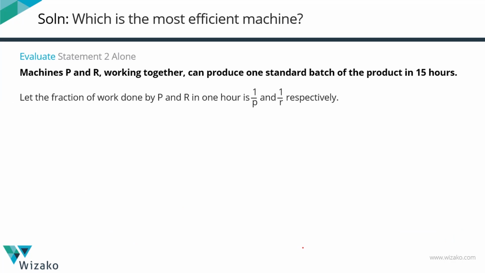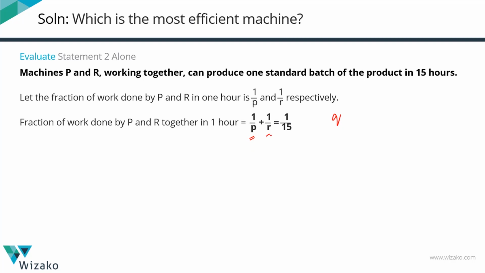Quickly frame an equation for it. We do not have any data about Q to start with. We know the sum of two numbers is 1 by 15. Do we have individual values of these? Will we be able to determine that with this equation? No. We have two variables and one equation. We will not be able to find out individual values for each of these variables.